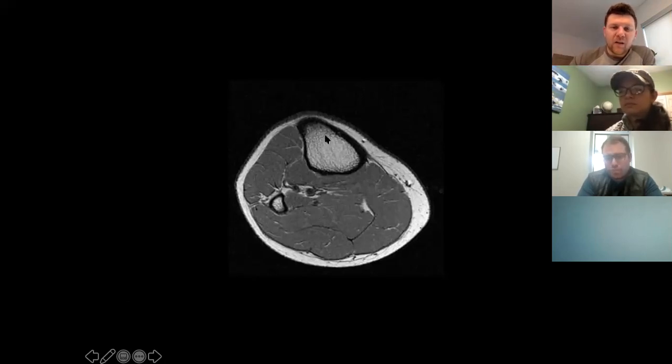Good. We have one bone here. Let me change the color. What bone do we think that is? Good, tibia. So we have our tibia, and then right here is our fibula. Anytime we're figuring out what anatomy we're looking at, identify your bones first.